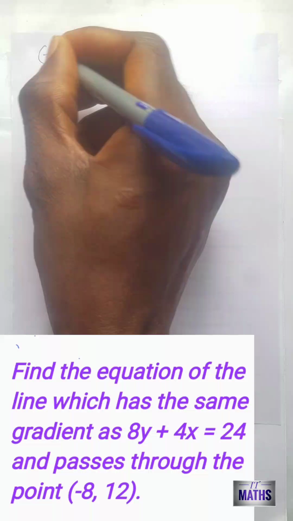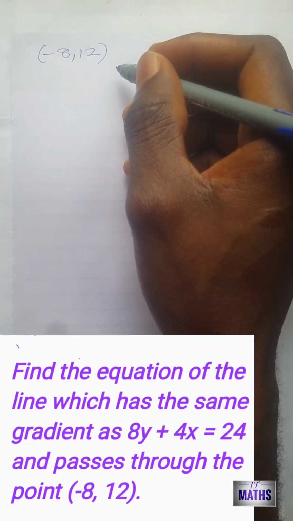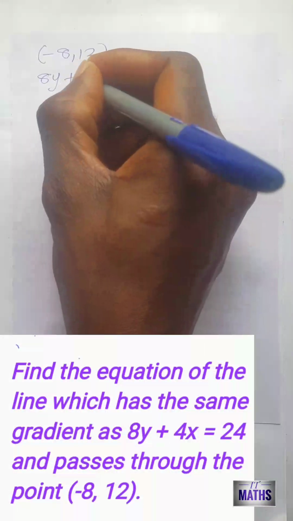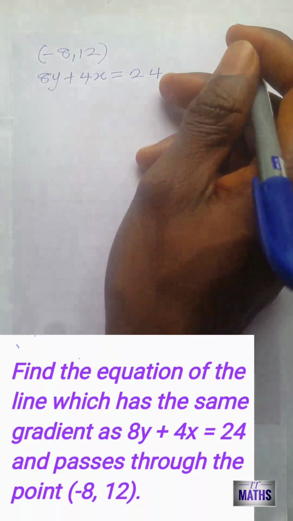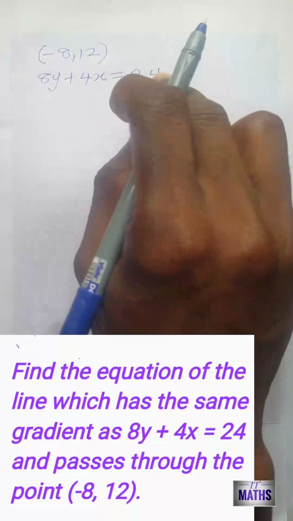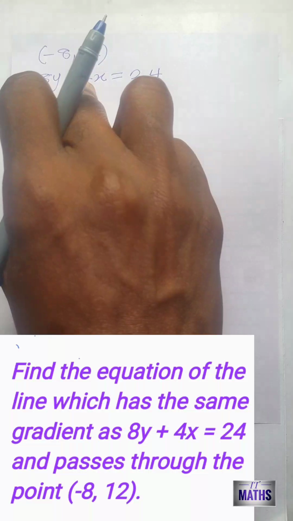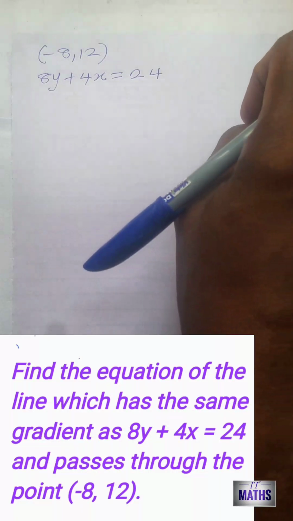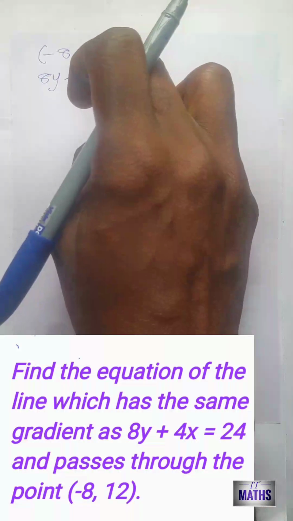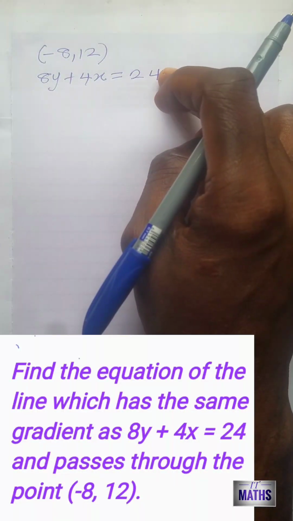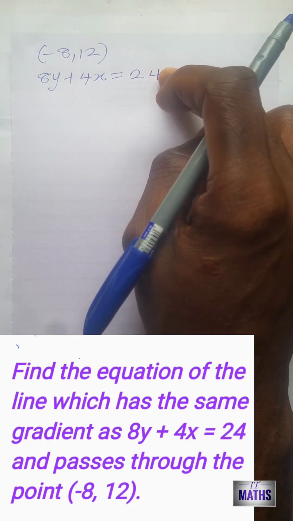It means I'm given a point. Now I'm also told that the line I'm looking for has the same gradient as 8y plus 4x is equals to 24, which means I'm given a gradient. All I need to do is find the gradient of this line, and then it is automatically the gradient of the line I'm looking for. So I'm given two things, a point and a gradient. And which equation uses a point and a gradient to find the equation of a line?